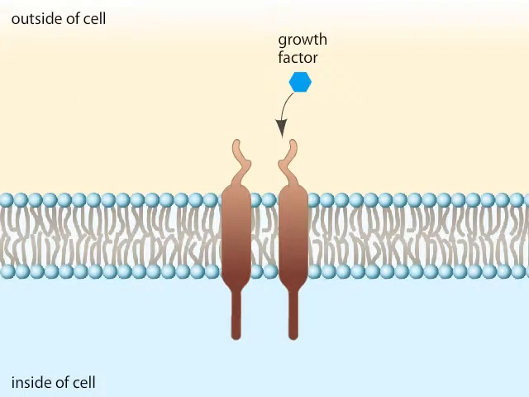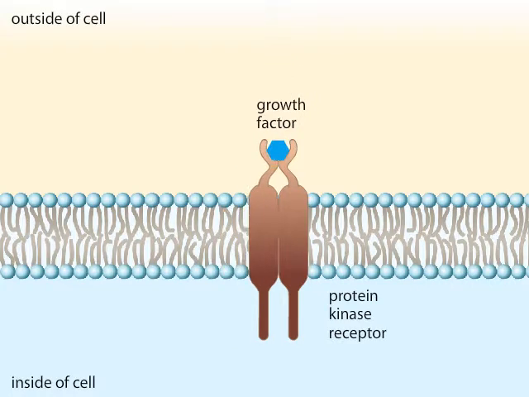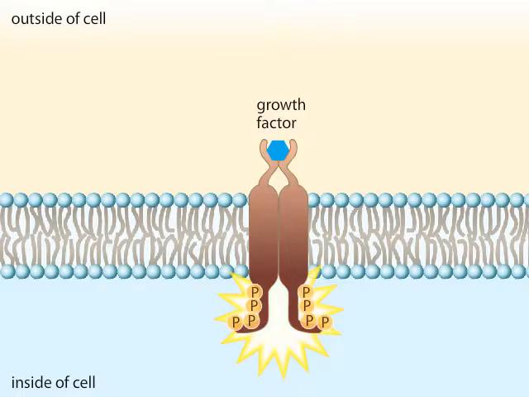A signal transduction pathway is a sequence of molecular events and chemical reactions that lead to a cell's response to a signal. This example of a pathway begins with the binding of a growth factor to a protein kinase receptor. The binding unites the two parts of the receptor, which then rearranges to expose protein kinase active sites on the receptor's cytoplasmic domains. The receptor then phosphorylates itself.